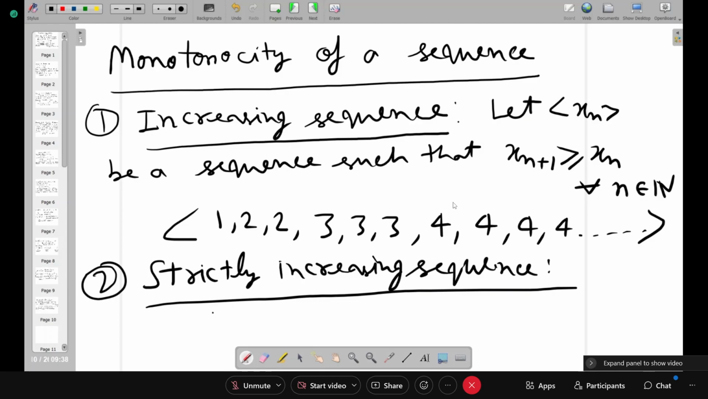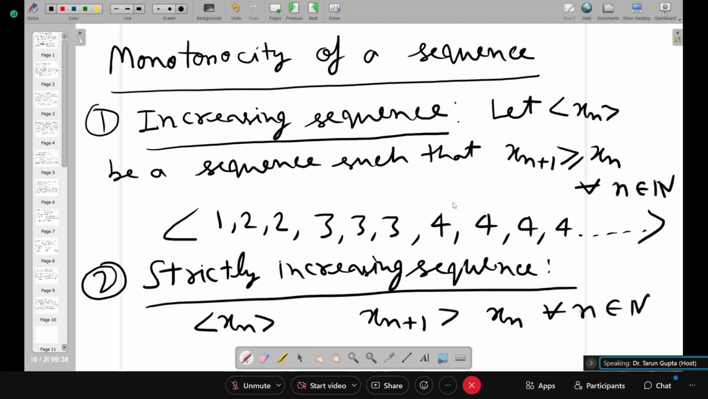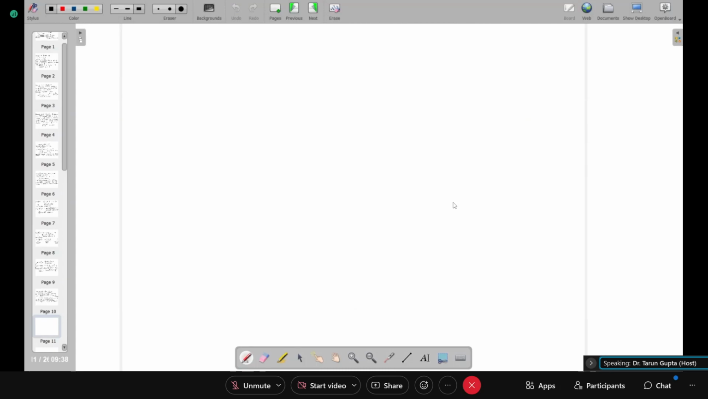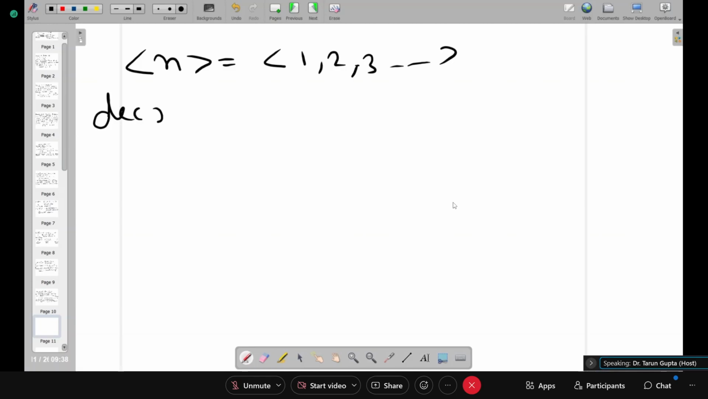Decreasing means suppose xn is a sequence such that xn+1 is greater than xn for every n belonging to N. For example, this is a sequence which is an increasing sequence. Similarly, decreasing sequence. Sir, can you please show the previous slide? Yes.